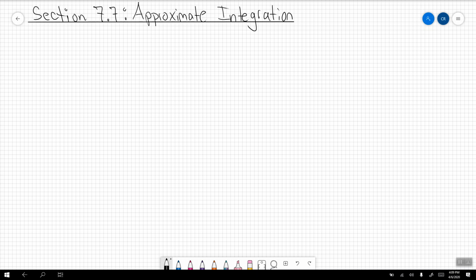Hi, good afternoon. What we're going to do today is talk about approximate integration. And this is section 7.7 from your Stewart book.